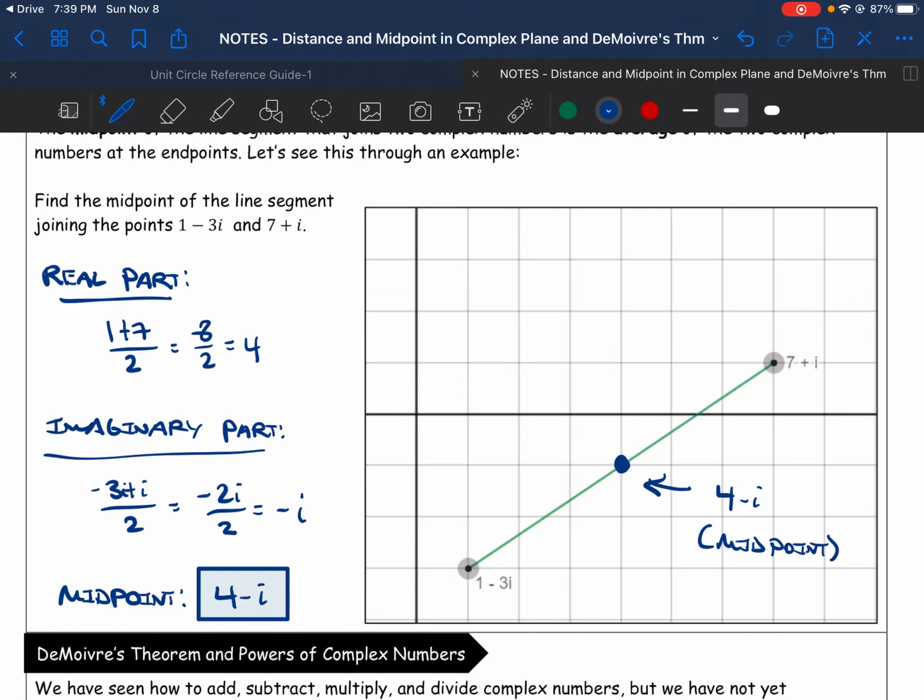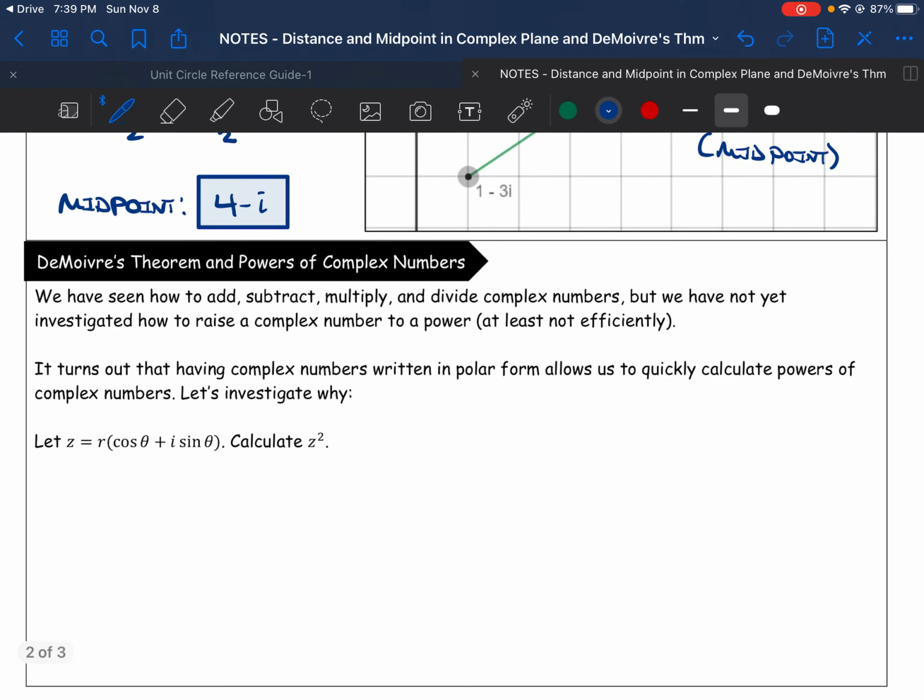All right, the next thing we want to talk about is DeMoivre's theorem and powers of complex numbers. So we've seen how to add, subtract, multiply, and divide complex numbers, but we've not yet had an efficient method to raise complex numbers to powers. It turns out that having complex numbers written in polar form allows us to quickly calculate powers of these complex numbers. Let's see why.